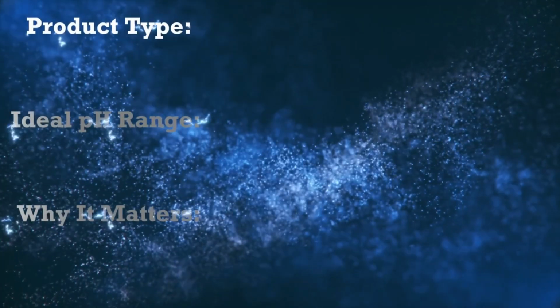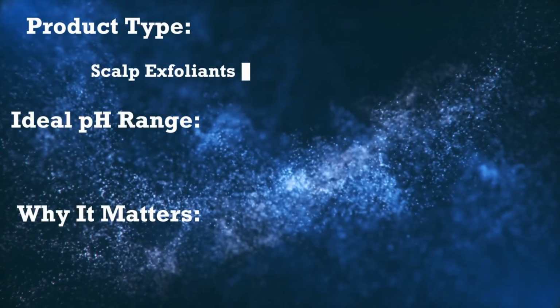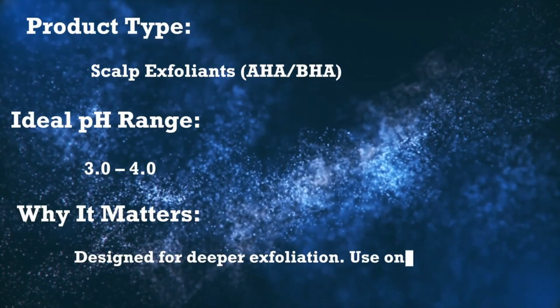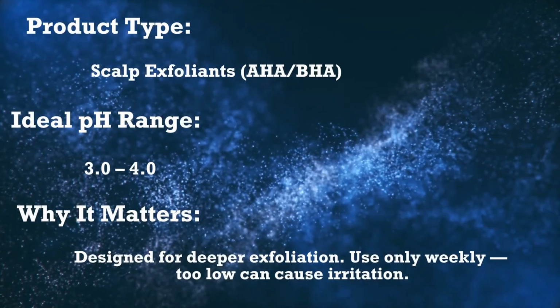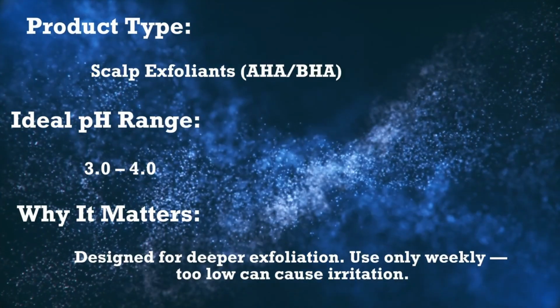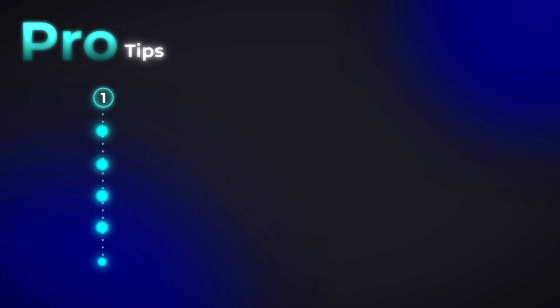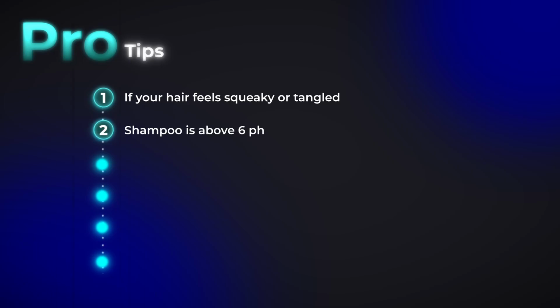And then scalp exfoliants such as glycolic acid or salicylic acid should be around 3 to 4 pH. It is designed for deeper exfoliation. Use only weekly. Too low can cause irritation. So here are some pro tips for you. After any shampoo, if your hair feels squeaky or tangled, then your shampoo is likely above a pH of 6. You need to try finishing with a conditioner or a mild apple cider vinegar rinse.